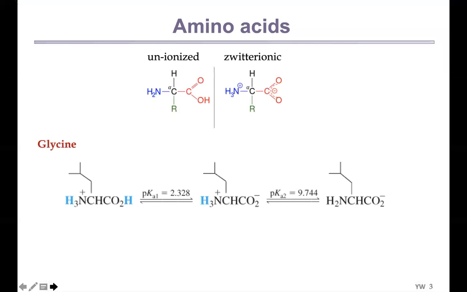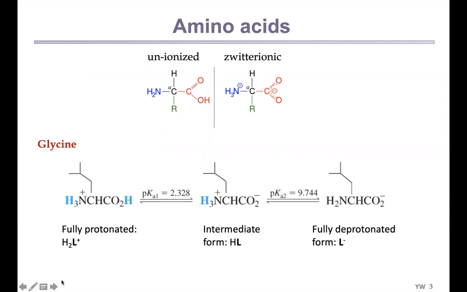We talked about this one. This is an example of an amino acid, and you can have the deprotonated form and fully protonated form. So there are 2 protons and the intermediate form. And there are 2 pKa's associated with this amino acid. And we call this one fully protonated, this one fully deprotonated, and this one intermediate. Okay.